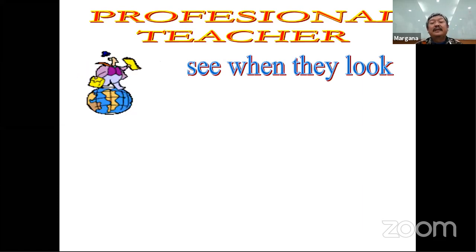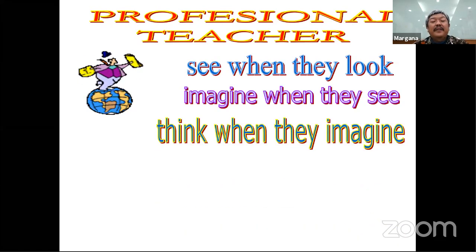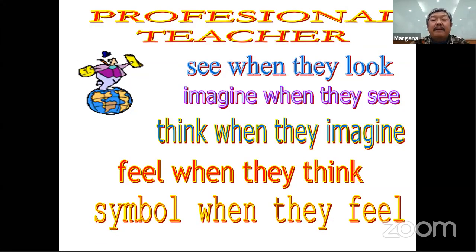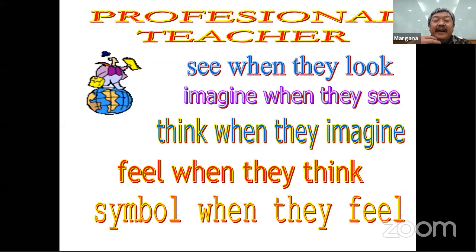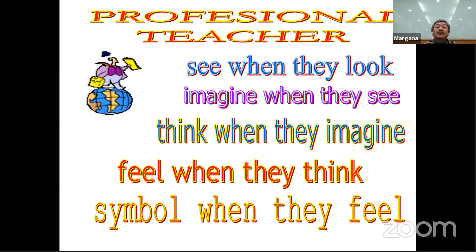And the next one is: see when they look, imagine when they see, think when they imagine, feel when they think, symbol when they feel. This media will accommodate the development of our brains, left brain and right brain. This is the activation of media to be used to attract students, in order that left and right brain could develop equally. And there are a good number of examples that English language teachers can use or activate when they are involved in English language teaching and learning, as mentioned earlier.